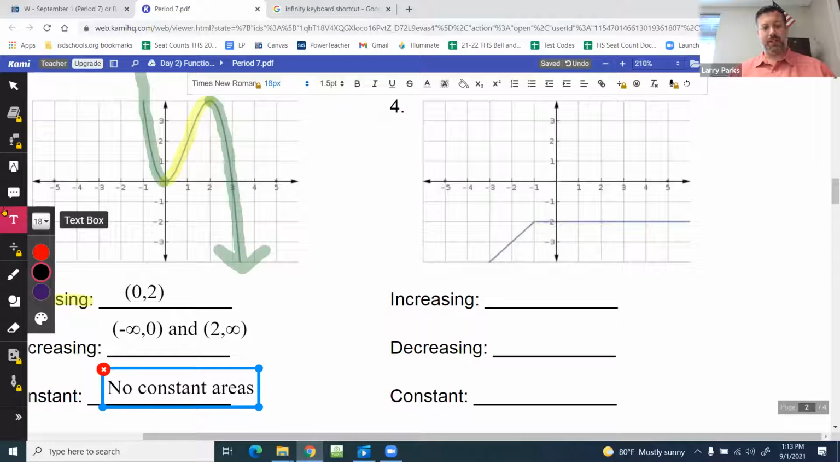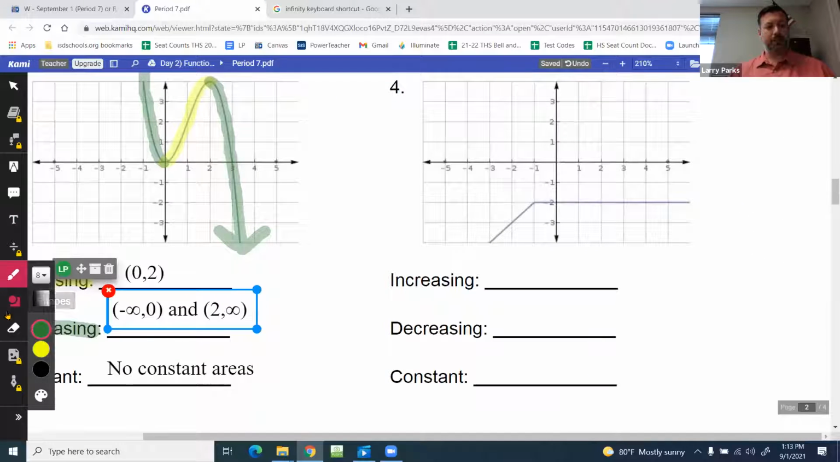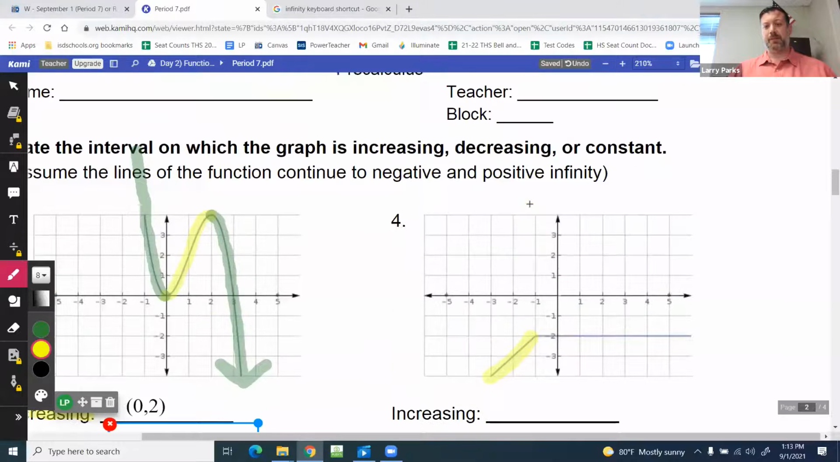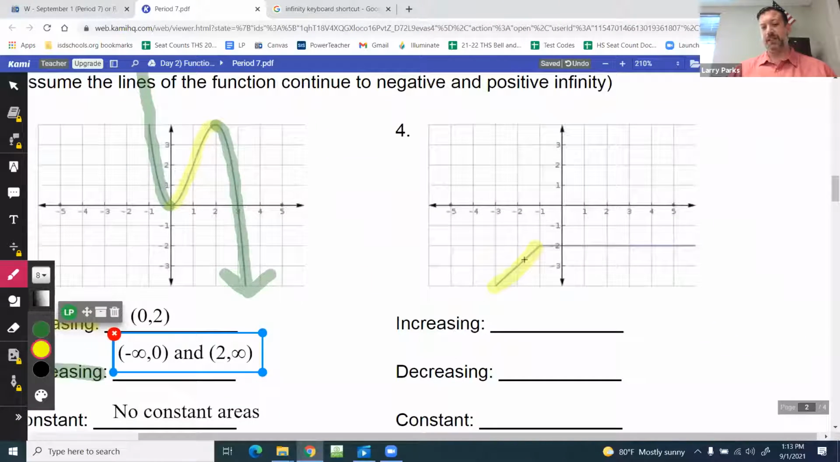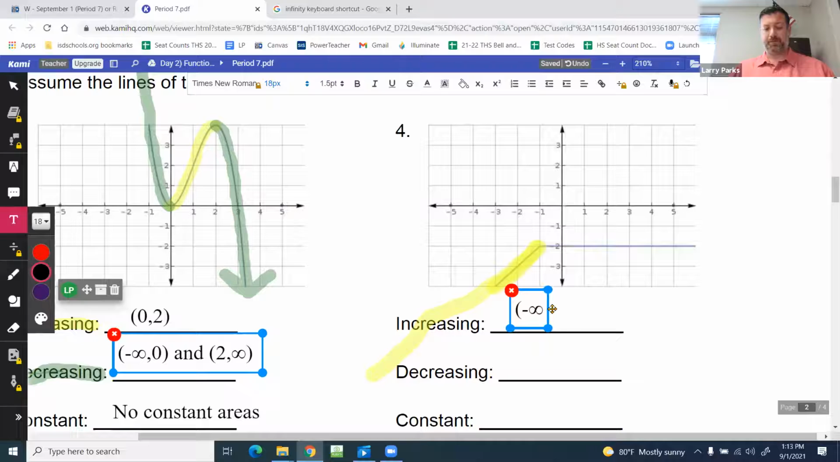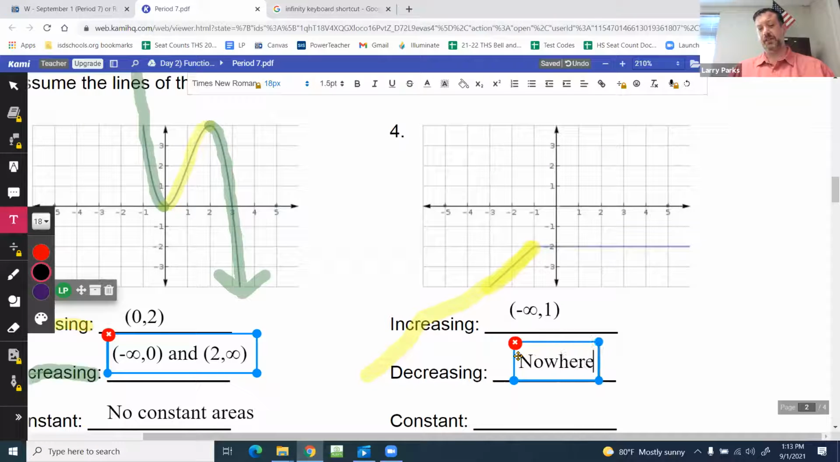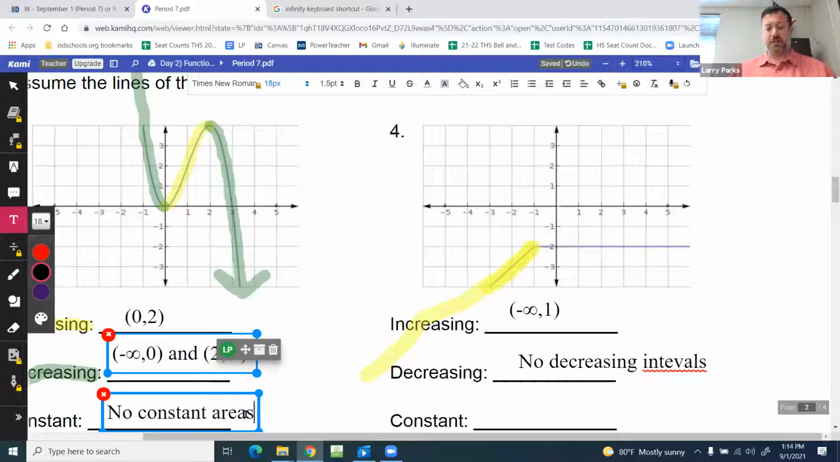All right, next one. When are we increasing? That would be, looks like it from here to here. And remember, they said assume the lines continue to negative and positive infinity. So this actually goes on forever. So when's it increasing? From negative infinity until you get to -1. When's it decreasing? It's not decreasing anywhere. So no decreasing intervals. I should probably change that to intervals. It just sounds better.